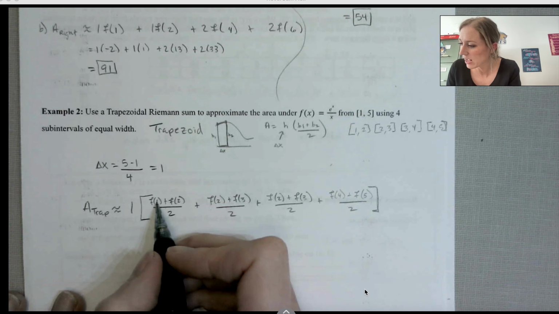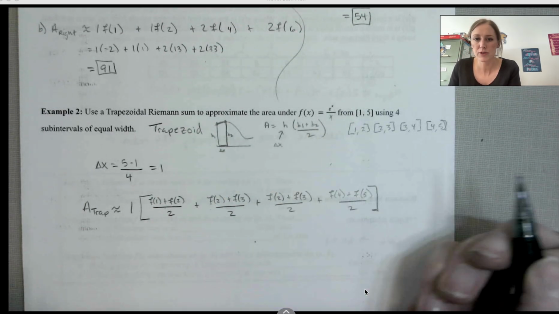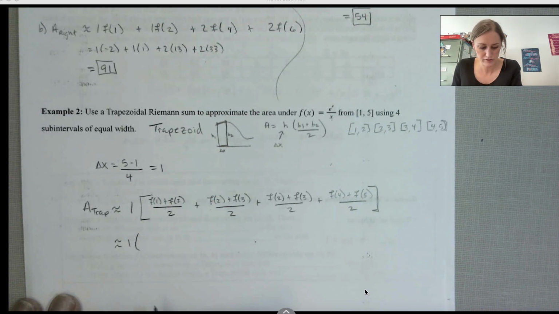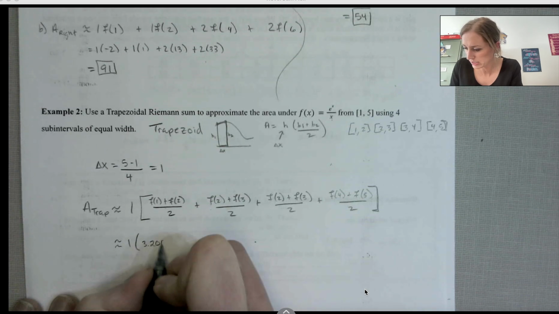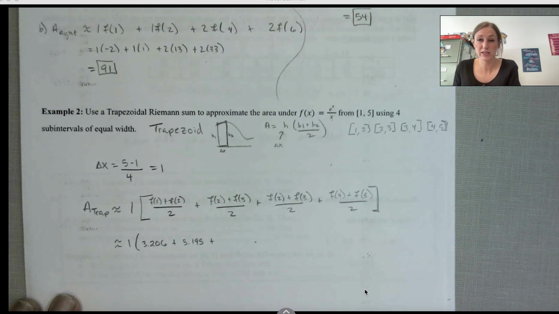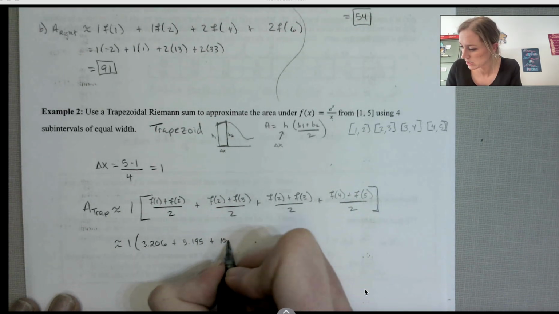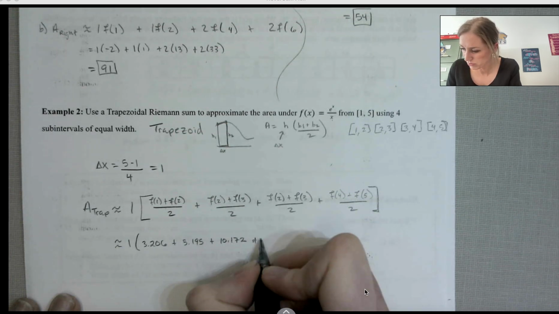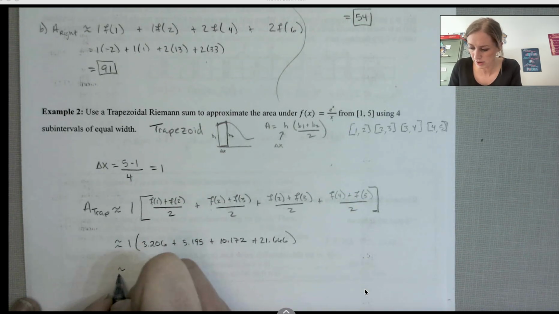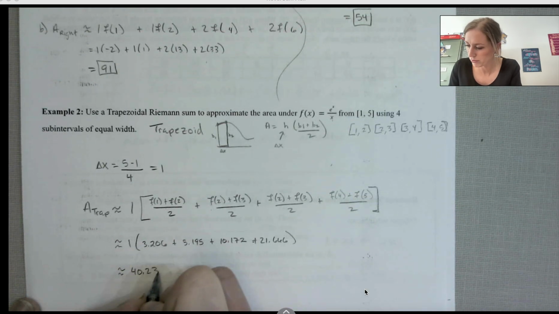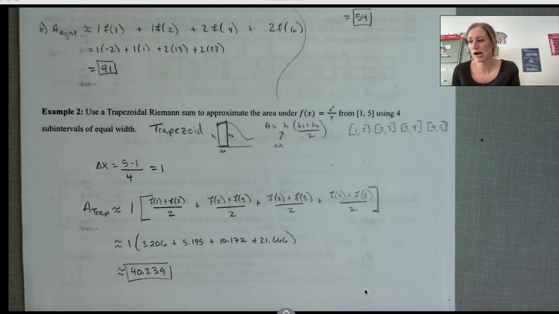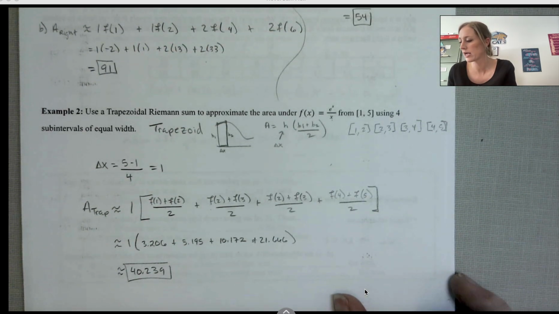Again, how I got f of 1 is we're plugging 1 for x here. I went ahead and approximated. So I got 1 times f of 1 plus f of 2 divided by 2 was about 3.206, 5.195. Anytime you are approximating, make sure you round to 3 decimal places. And 21.666. Okay, adding all those together, we get an approximate area of 40.239. So that is the last type of Riemann sum we're going to learn, the trapezoidal. So we have left, right, midpoint, and trapezoidal.